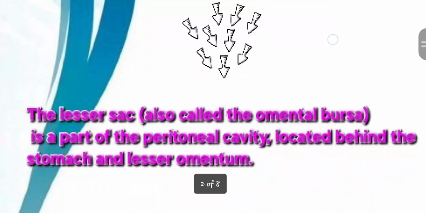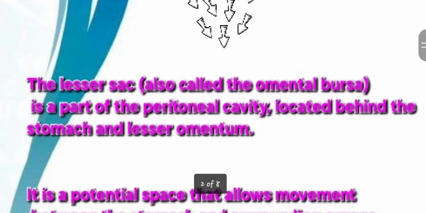This video is about the lesser sac. First we will see what is meant by the lesser sac. The lesser sac is also called the omental bursa. It is a part of the peritoneal cavity which is located behind the stomach and the lesser omentum.